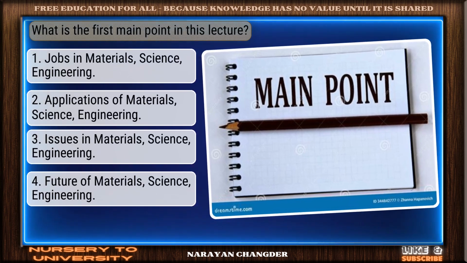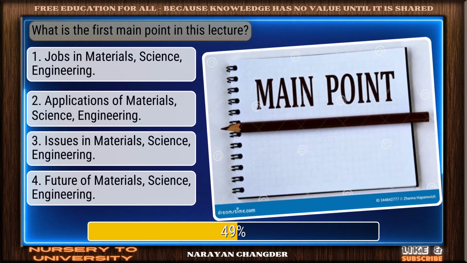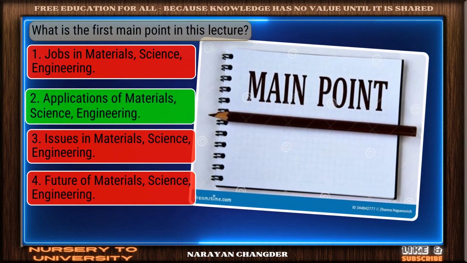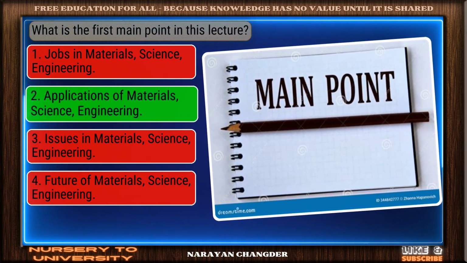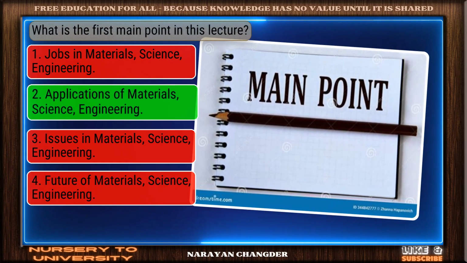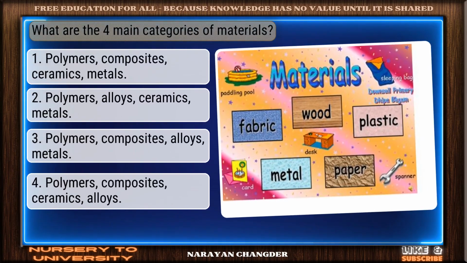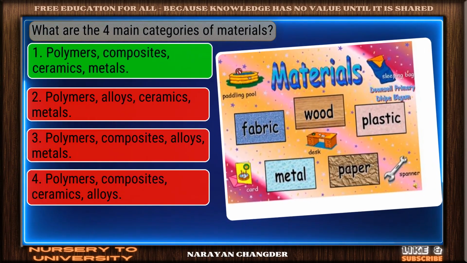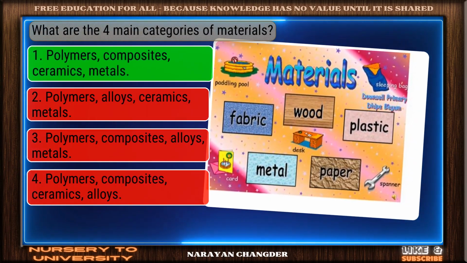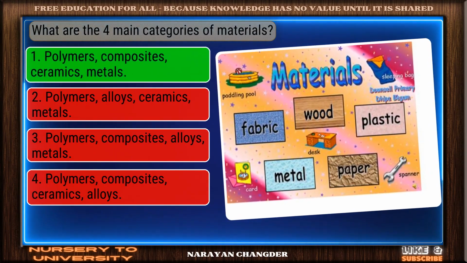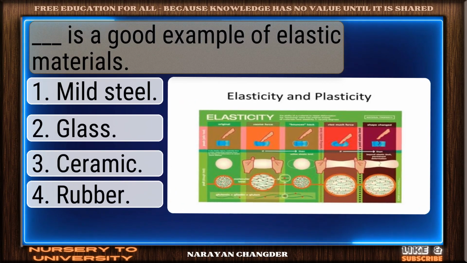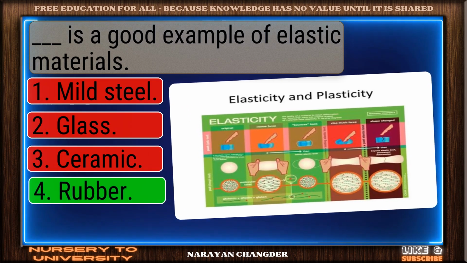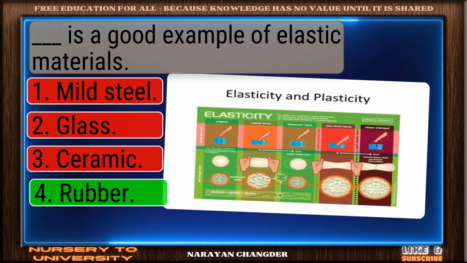What is the first main point in this lecture? Nice selection. Applications of materials, science, engineering is the correct and valid answer. What are the four main categories of materials? Great job. Polymers, composites, ceramics, metals is the accurate answer. Dash is a good example of elastic materials. Right choice. Rubber is the best answer.